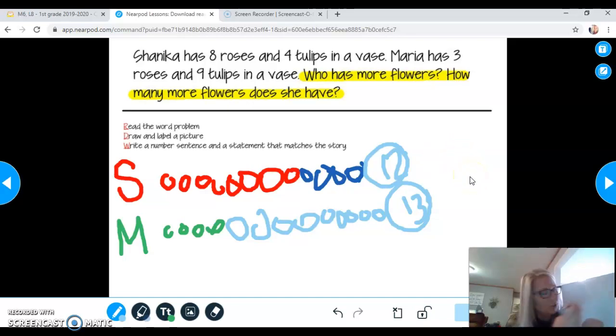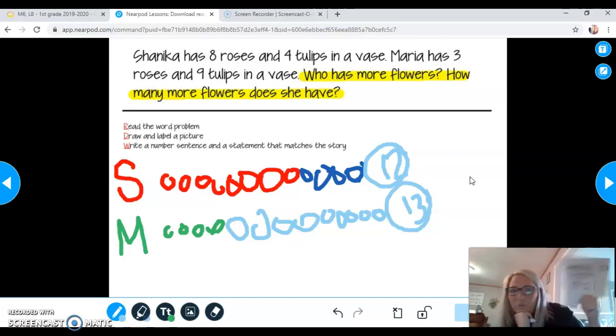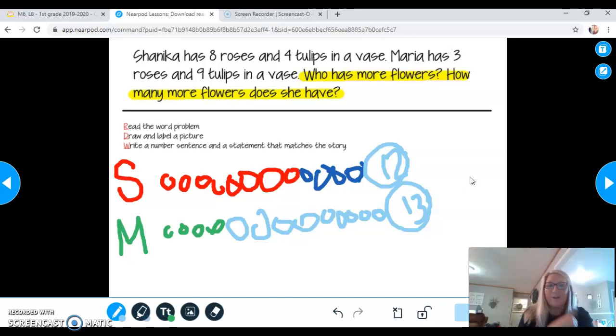So I'm going to draw 13 circles. Okay, I have my 13 circles. I'm going to cross off 12, okay, because my number sentence is 13 minus 12. I'm going to cross off 12 of them. 5, 10, 11, 12. So that leaves me with 1 left. So Shanika has 1 more. Again, that was apparently a review question because we just had that one yesterday.